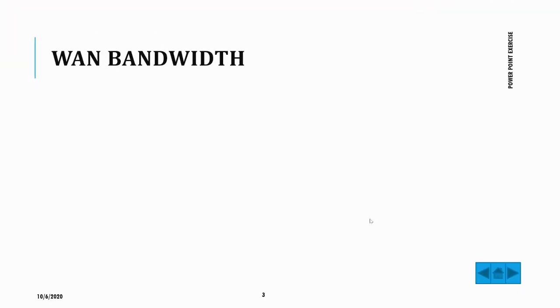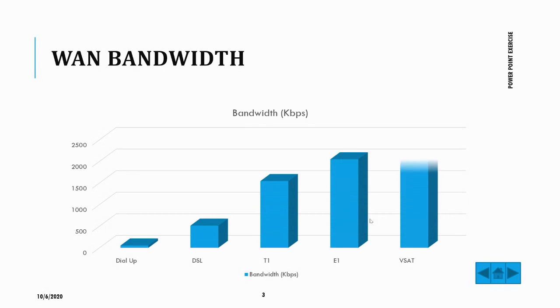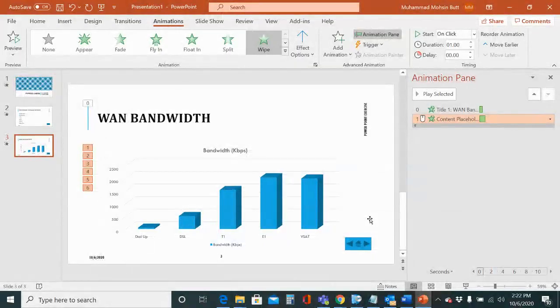For example, if I show you in the slideshow, you see if I click, it will show the first data. You can explain it. You click again, it will show the second data with the animation, then the third data, then the fourth data, then the fifth data, like this. So this animation is very useful when you are presenting charts.